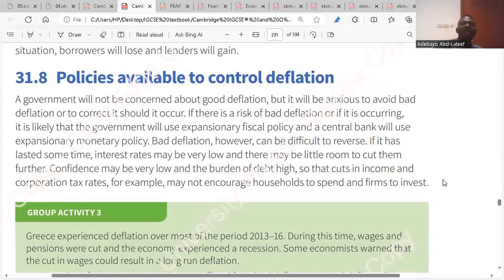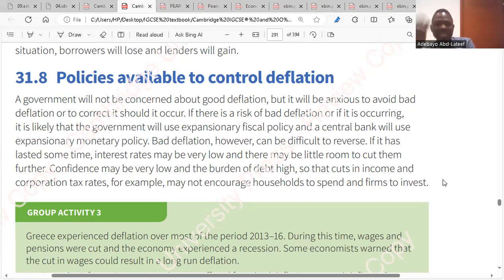A government will not be concerned about good deflation, but it will be anxious to avoid bad deflation or to correct it should it occur. If there's a risk of bad deflation, or it is occurring, it is likely that government will use expansionary fiscal policy, and the central bank will use expansionary monetary policy. Bad deflation, however, can be difficult to reverse.